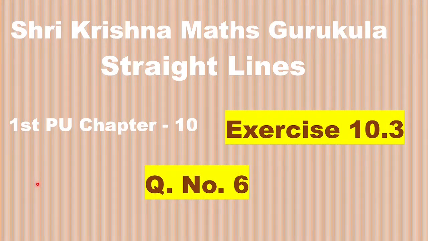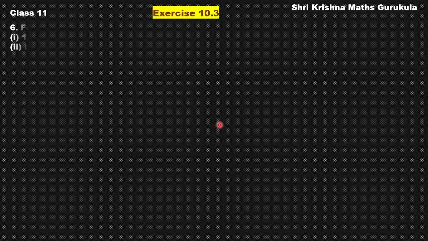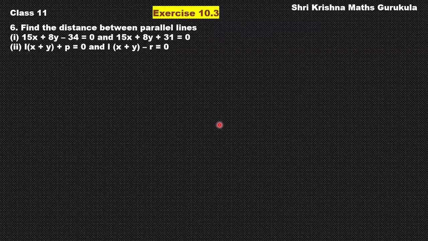Hi students, in this video we will be solving question number 6 from the exercise 10.3 of the chapter Straight Lines, and this is a first PU syllabus. If you go to playlist and look for straight lines, in that folder you will be able to find all the sums and derivations related to this chapter. Now let us check question number 6.